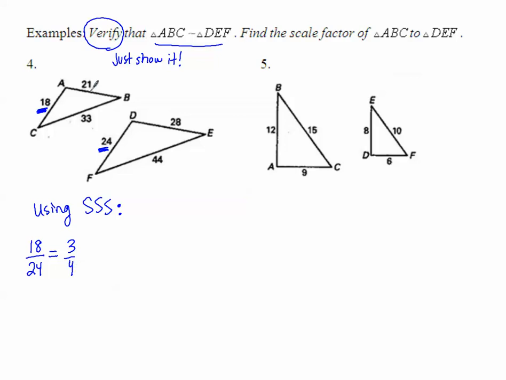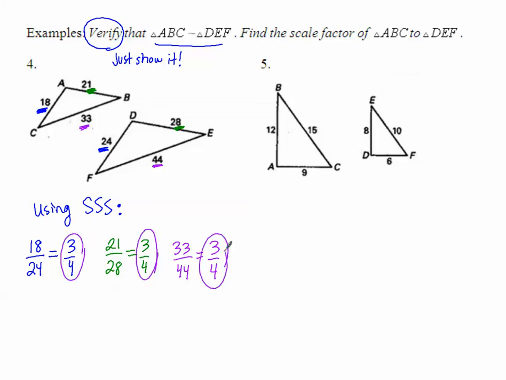Then I'll do medium number. Let's see, medium number, next biggest is 21. Next biggest here is 28. So 21 over 28. That also simplifies to 3/4. Finally, the largest ones, 33 and 44, 33 over 44, that also simplifies to 3/4. So we're showing that the sides are proportional using SSS. So there we have verified it using side-side-side. The sides are proportional and the scale factor is found. So the scale factor is 3/4. So I verified it here and I found the scale factor here.